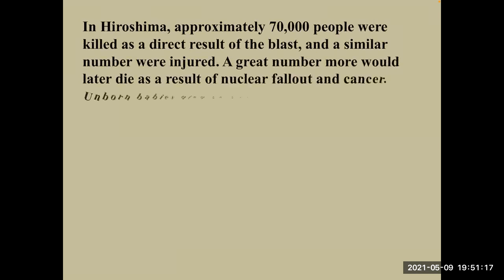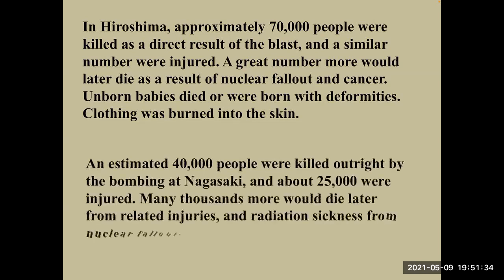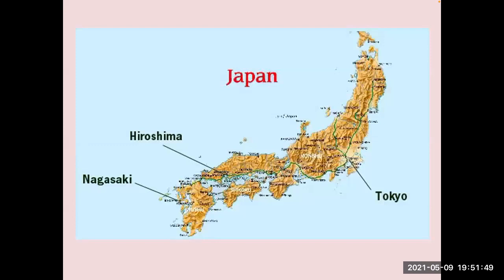In Hiroshima, approximately 70,000 people were killed as a direct result of the blast, and a similar number were injured. A great many more would later die as a result of nuclear fallout and cancer. Unborn babies died or were born with deformities, and clothing was burned into the skin of survivors. 40,000 people were killed by the bombing at Nagasaki, and about 25,000 were injured. Many thousands more died later from related injuries and radiation sickness from the nuclear fallout. So this is showing you where those cities are in relation to the capital of Tokyo.